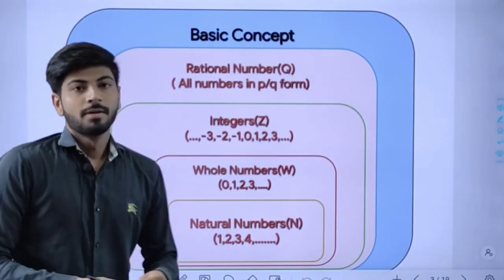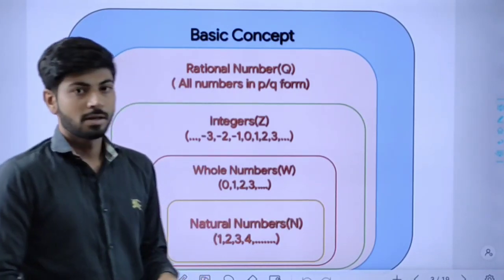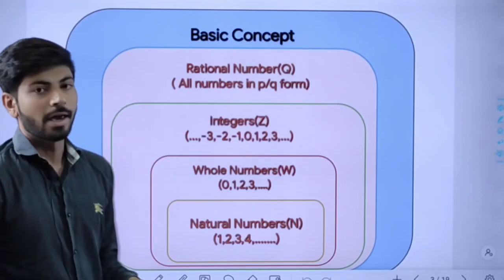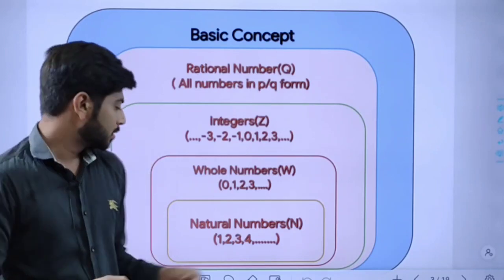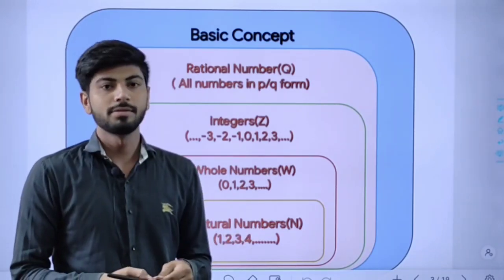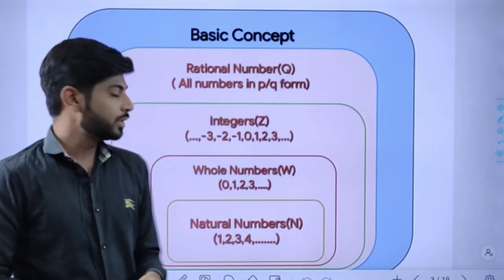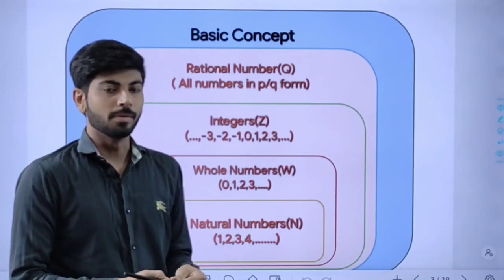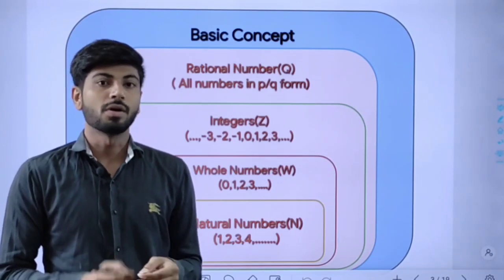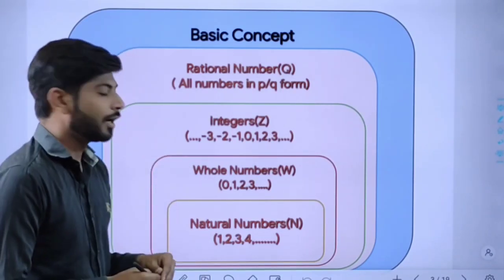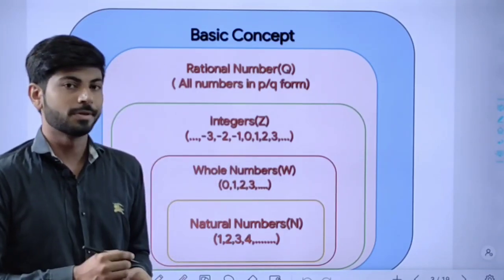First of all, the different number systems we have learned earlier. The natural numbers are denoted by capital N. They contain all the positive numbers 1, 2, 3, 4, 5, 6 up to infinity. Similarly, whole numbers are denoted by capital W. In whole numbers, the natural numbers are there, but there is one number added to it, 0. So if we add 0 to natural numbers, we will get whole numbers.